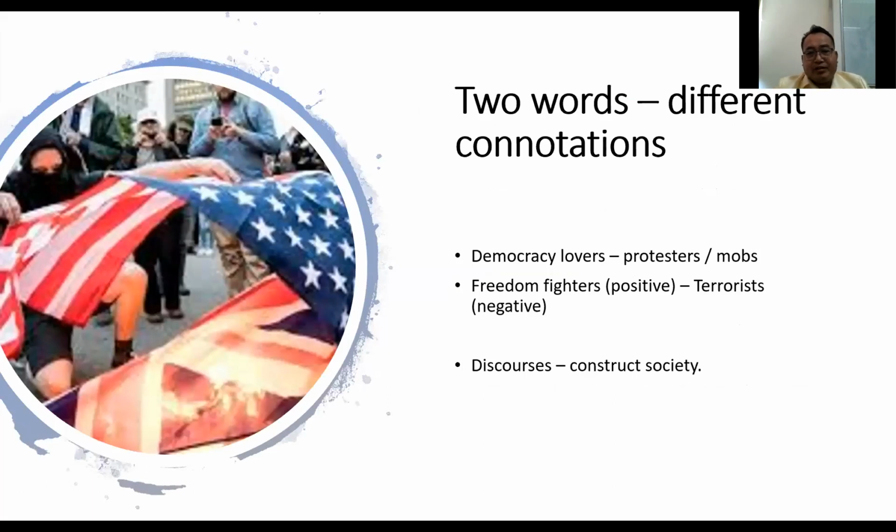Examples. Different connotations can be thought of when you use different signs, like democracy lovers, protesters, mobs. They're different, right? It matters when you call someone, oh, those people are democracy lovers, or they are the mob. This is different.